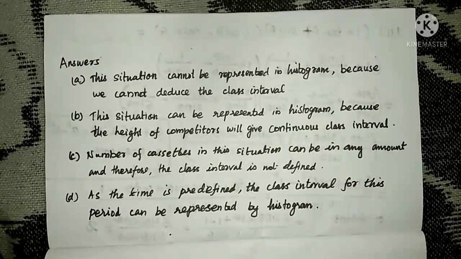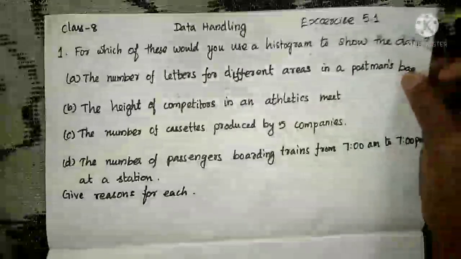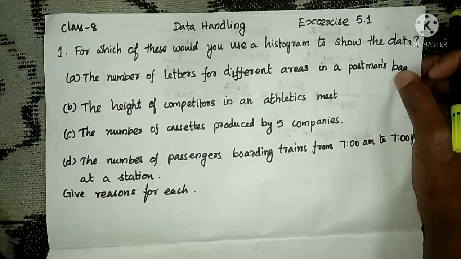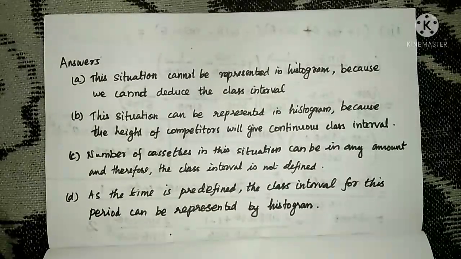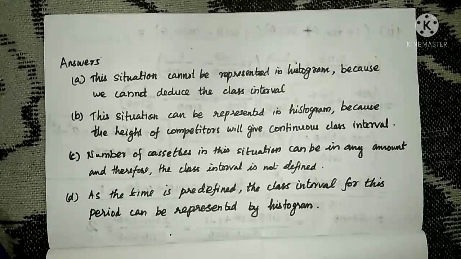The third situation is the number of cassettes produced by 5 companies. So answer, the number of cassettes in this situation can be in any amount. It can be in any amount. So a different amount ആയിരിക്കും. അതേപോലെ the names of company, it is not a quantity, and therefore the class interval is not defined.